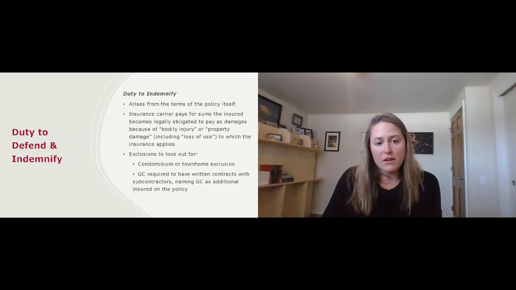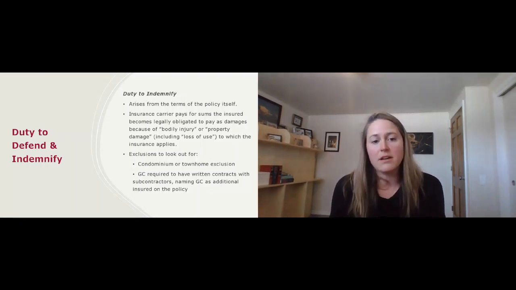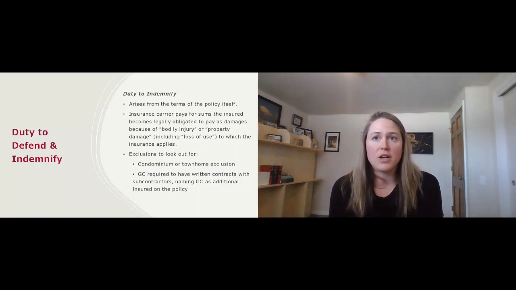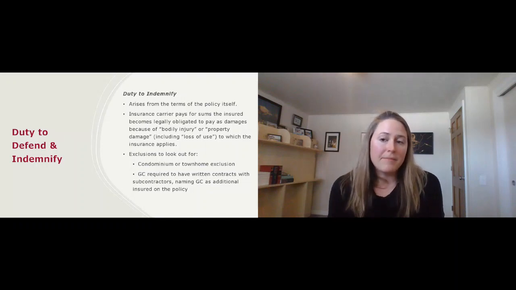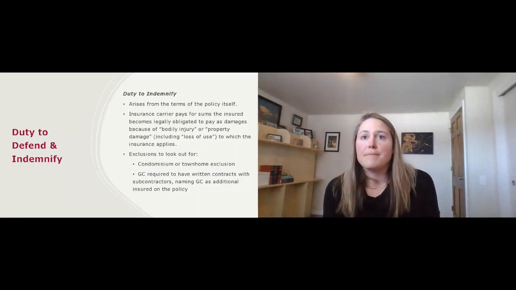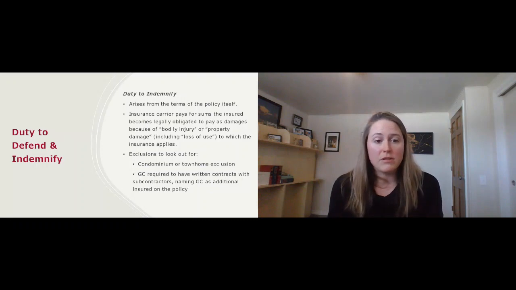Those kind of run the gamut. There can be all kinds of different exclusions, but just a few to look out for that we've seen lately. Condominium or townhome exclusions, which mean if you're sued for work that you did on a condo build or townhome build, then your policy would try to exclude any indemnity for a lawsuit arising out of construction of those buildings. I've also seen, similarly but usually with second tier policies, exclusions for square footage of a house. So if it's above a certain square footage, they won't cover it.